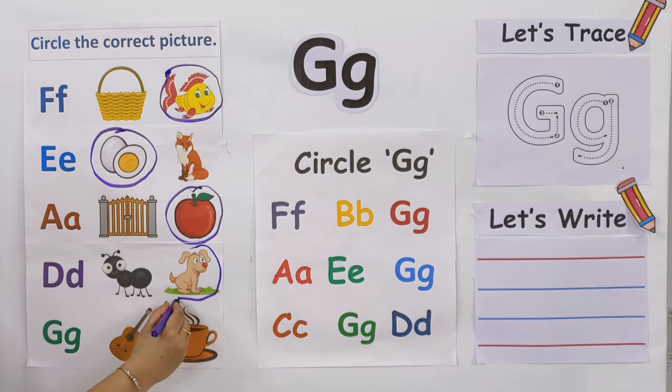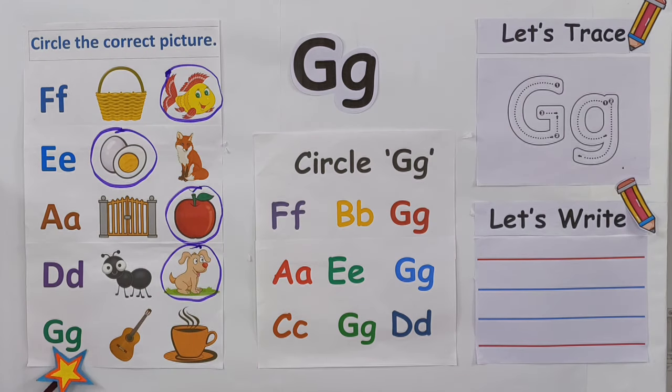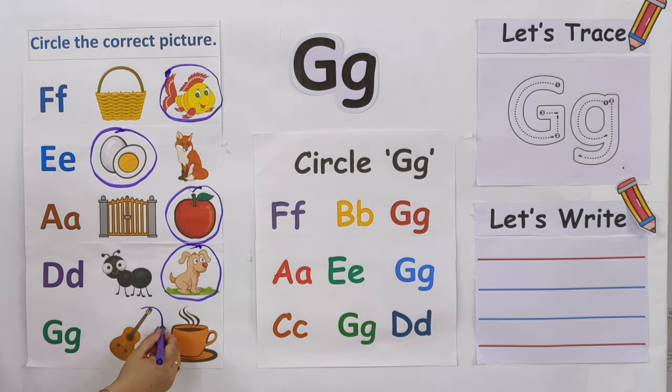Let's circle the picture of dog. This is letter G. This is uppercase letter G. This is lowercase letter G. Letter G makes the sound G. This is a guitar. Guitar starts with letter G. This is a cup. Cup starts with letter C. So which picture are we going to circle? We are going to circle the guitar. That's right. Let's do it.